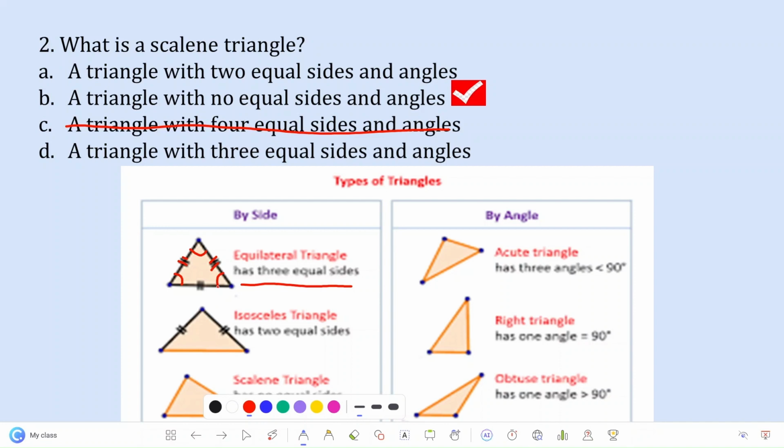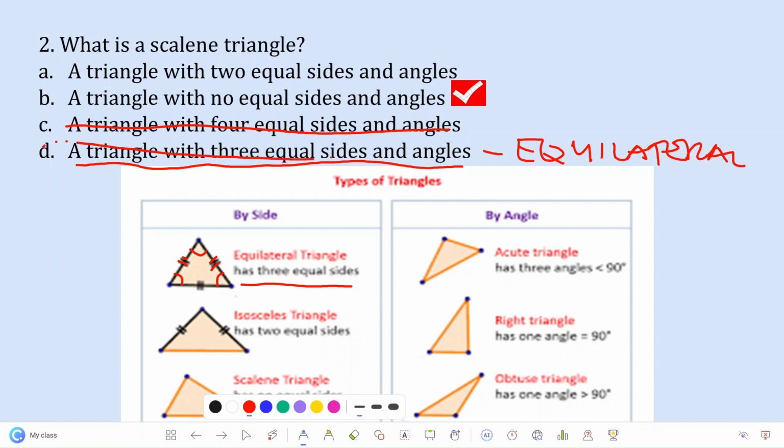So, an equilateral triangle is always an equiangular triangle. So, ang equilateral triangle is letter D, kasi a triangle with three equal sides and angles, this is an equilateral triangle. Equilateral. So, hindi na rin po ito kasi equilateral siya.